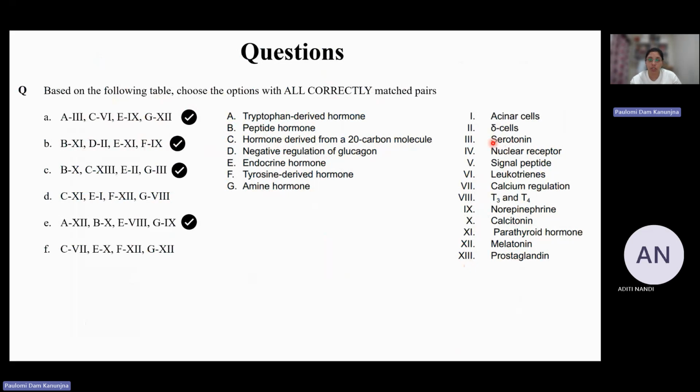Okay, which inhibit the glucagon. So this is correct. Then you have E, which is endocrine hormone, which is again parathyroid. We have already looked into these options here. And F, which is tyrosine derived hormone, which is 9th, norepinephrine, that is also correct. That's a tyrosine derived hormone.